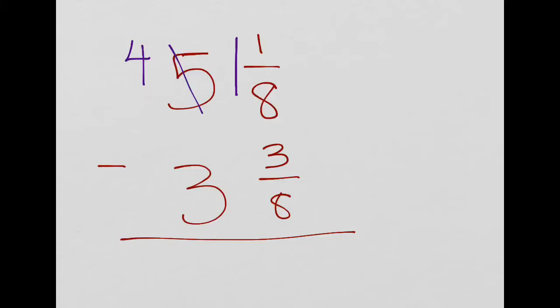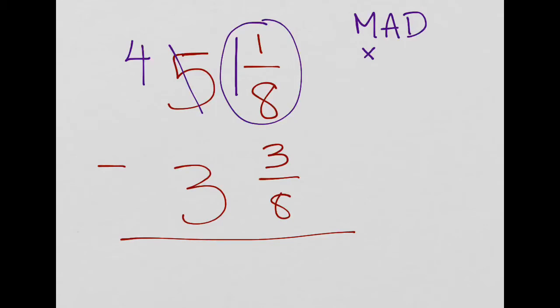Now we have to make this new fraction right here into an improper fraction. Remember, our steps on how to do that is we have to make the fraction MAD. That stands for multiply, add, and then the denominator. So we're going to multiply down low and add up high. Here we're going to do 8 times 1, which is 8, plus 1, which is 9. That's our new numerator. And then our denominator is going to be 8.